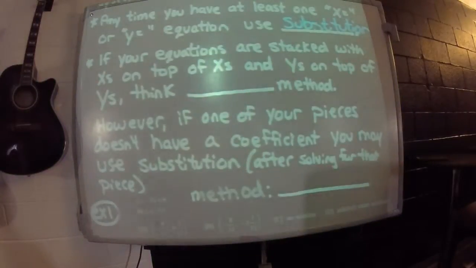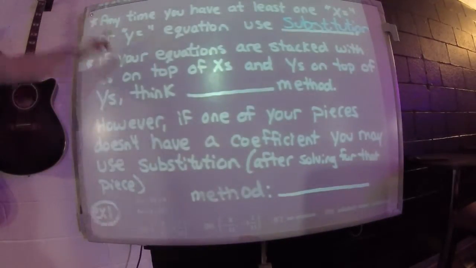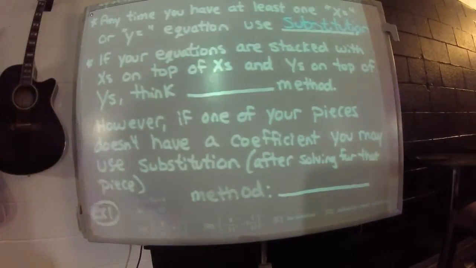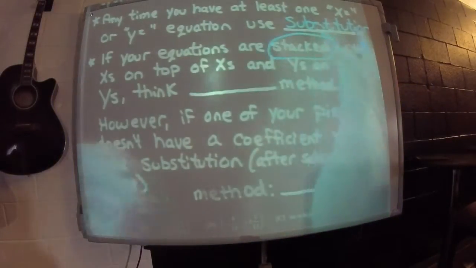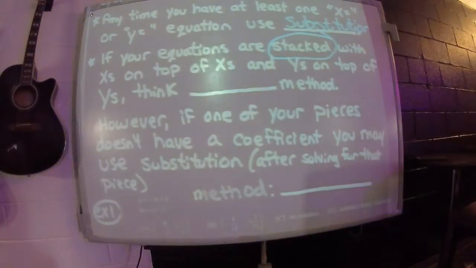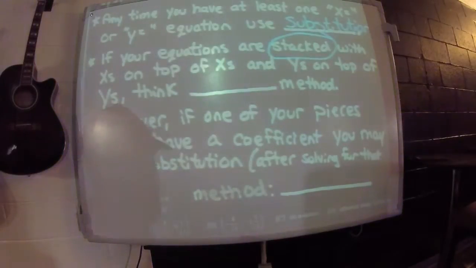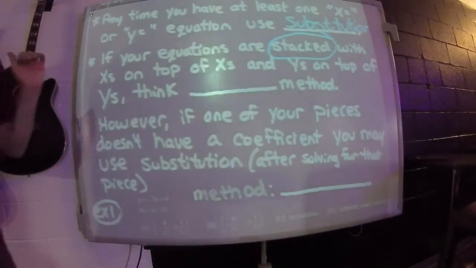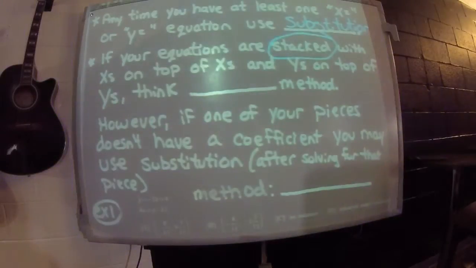All right, so my other answer is obviously going to be elimination. When your equations are stacked, circle the word stacked. If you see stacked equations where you've got x's on top of x's and y's on top of y's and numbers on top of numbers, that is a great time to use the elimination method.